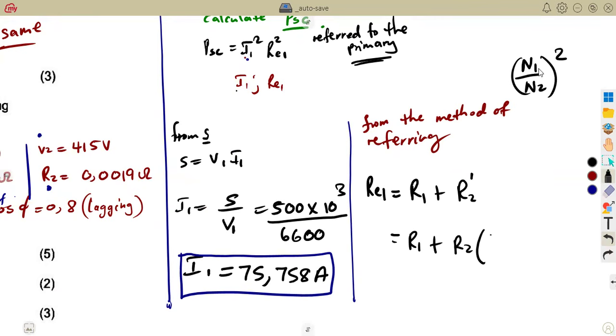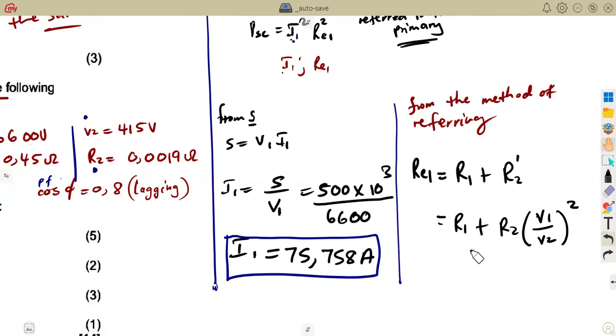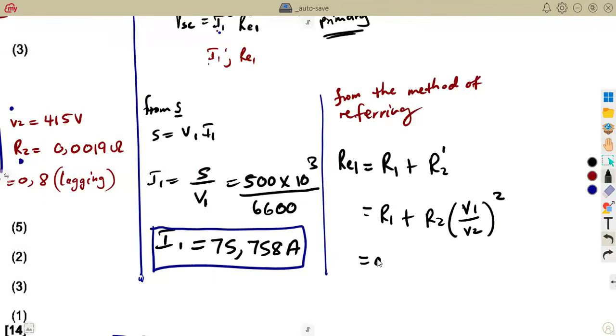But in place of this N1 over N2, we do understand that V1 over V2 is equal to N1 over N2. So we are going to work with V1 and V2. So we are going to use V1 over V2 to the exponent of 2. That's our N5, guys. I'm not going to talk much. You see, guys, they want you to recall from N4. So please revise, guys, everything that you did in electrotechnics. All right. So our R1, guys, from the winding resistance there, we are given 0.45 ohms. Just going to substitute 0.45 plus R2, that was 0.0019 into V1 over V2 squared.